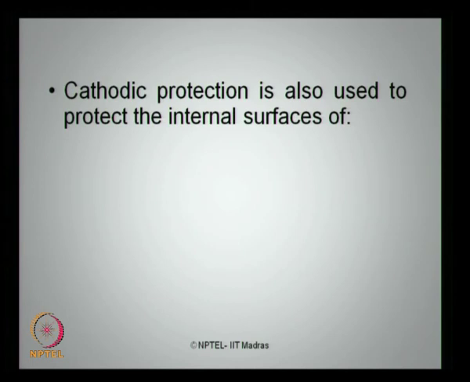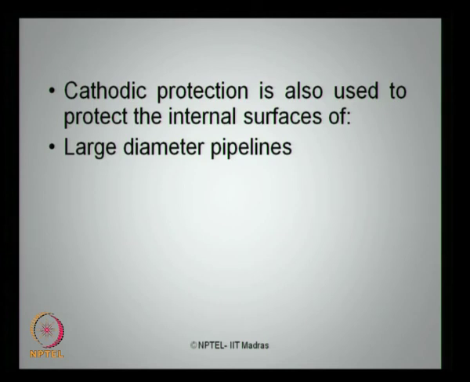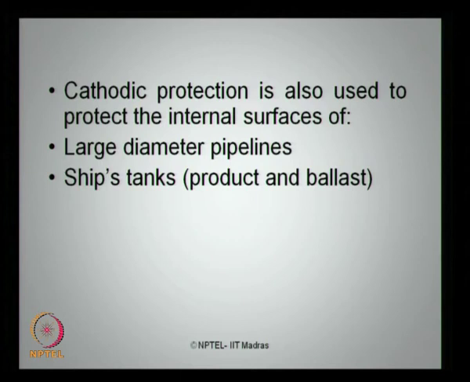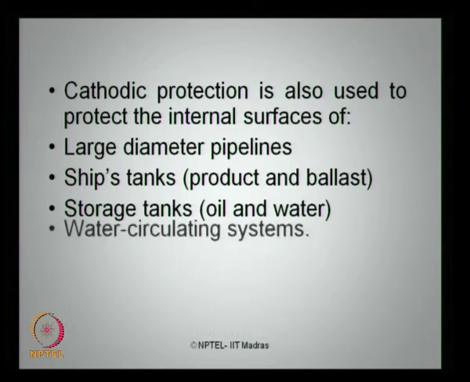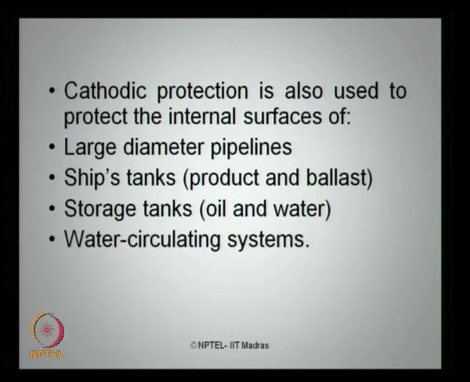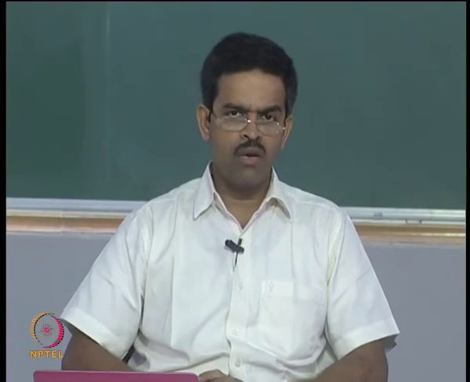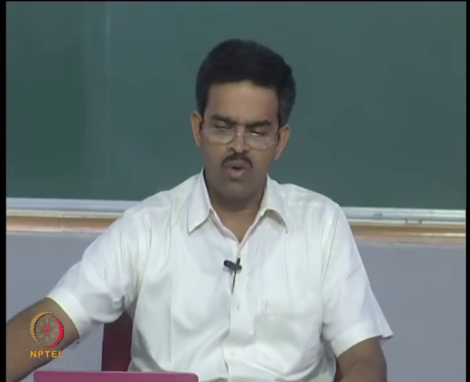Cathodic protection is also used to protect the internal surface of certain members. You can use it in large diameter pipelines to protect the internal surface from corrosion. You can also use it in ballast tanks and similar ship tanks. You can also use it in large storage tanks which are essentially used for storing oil or water, and of course in water circulating systems, which are subjected to a lot of differential heat or temperature variation, to protect them from corrosion.